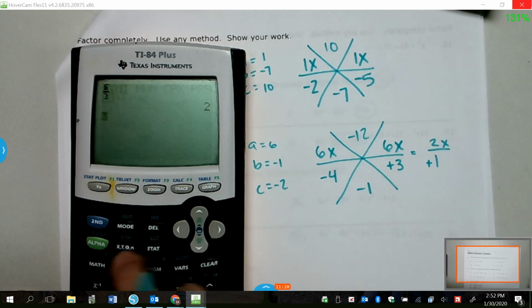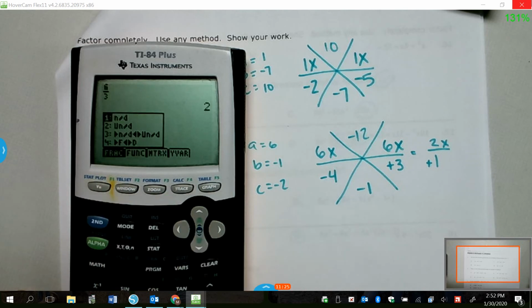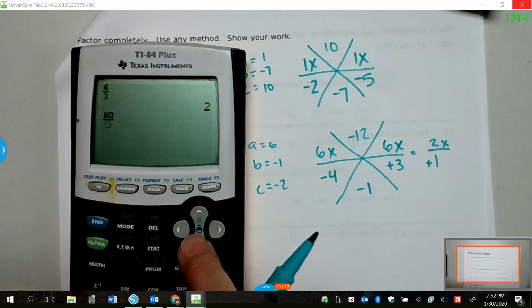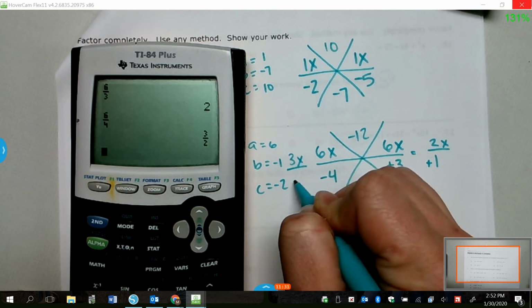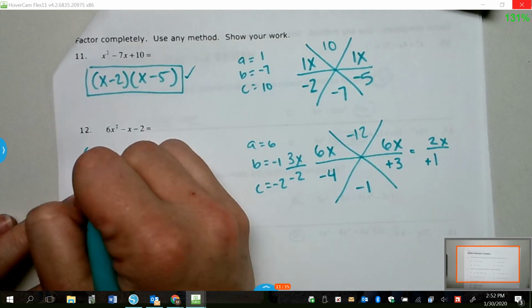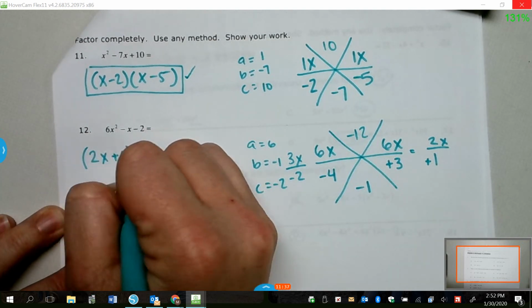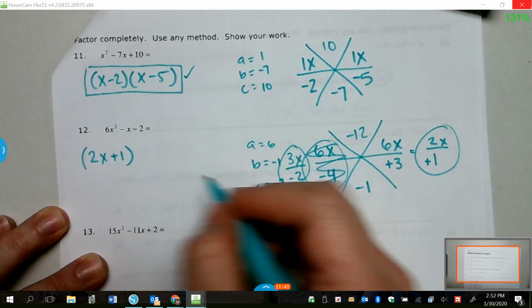Alpha y equals enter. So 6 over 4 gives me 3 over 2. So this becomes 3x over, that's negative, so negative 2. So my answer is 2x plus 1 and 3x minus 2.